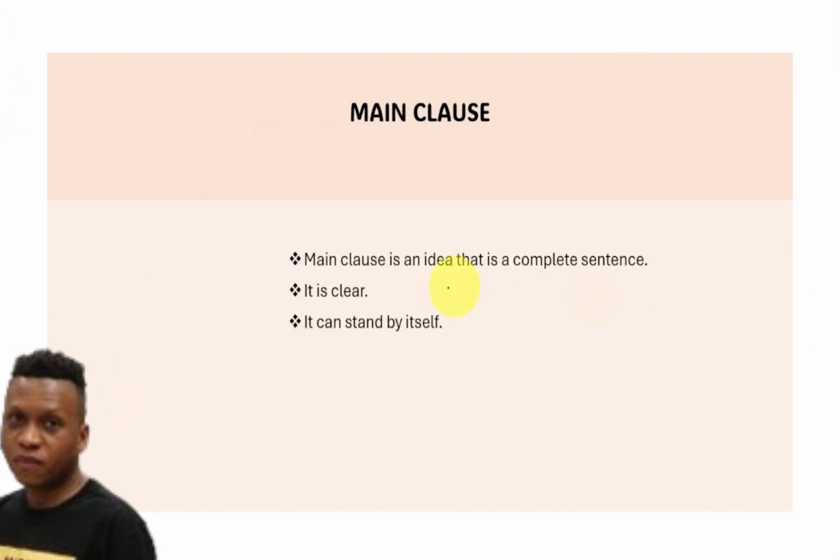Now, you're going to hear about this if you are an ESL student on a low level. Let's say you are in Canada. In Canada, we have different types of levels, from the first level, and it depends on the province. Anyway, so the main clause is an idea that is a complete sentence. Okay, it's clear. It can stand by itself.